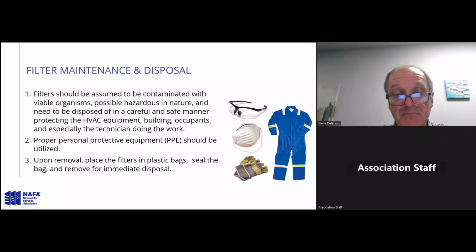Use the correct PPE: gloves, glasses, definitely a face mask. Remove the product quickly, put it into a bag or box, seal it, and then dispose of it as quickly as you can. Get it out of the area.